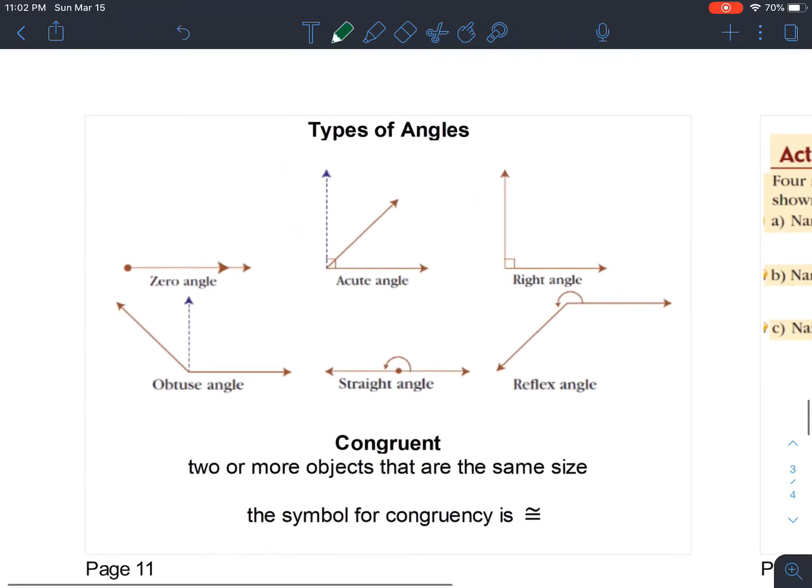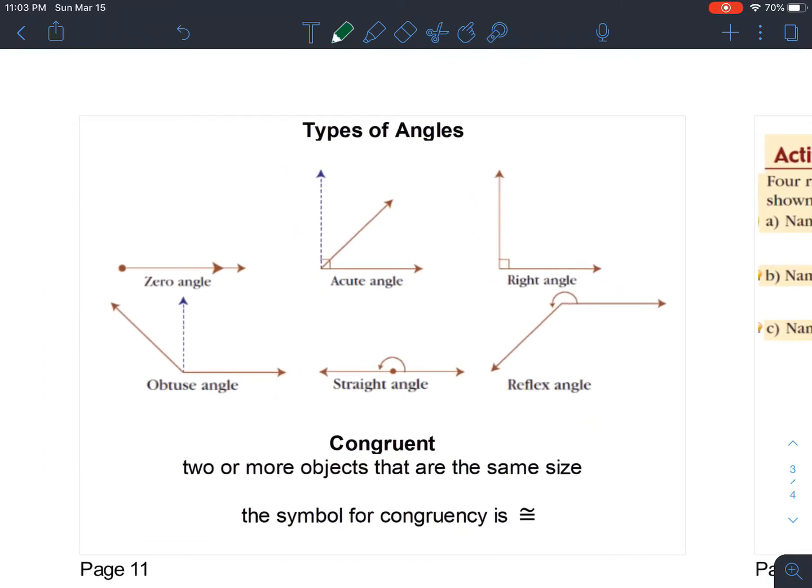Alright, here we have a list of all the different types of angles. So we won't really talk about the zero angle that much, but pretty much it's just an angle where it measures 0 degrees. The acute angle is going to be less than 90. So I'll actually put that right there. For the right angle, this one has to be exactly 90 degrees. And by the way, that square there is very important. If you do not see a square, you cannot assume that it is 90 degrees. That's going to be very important for us.